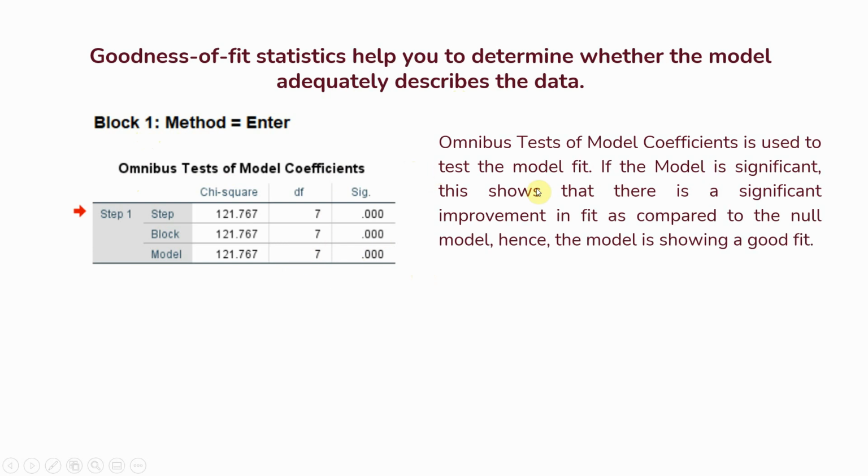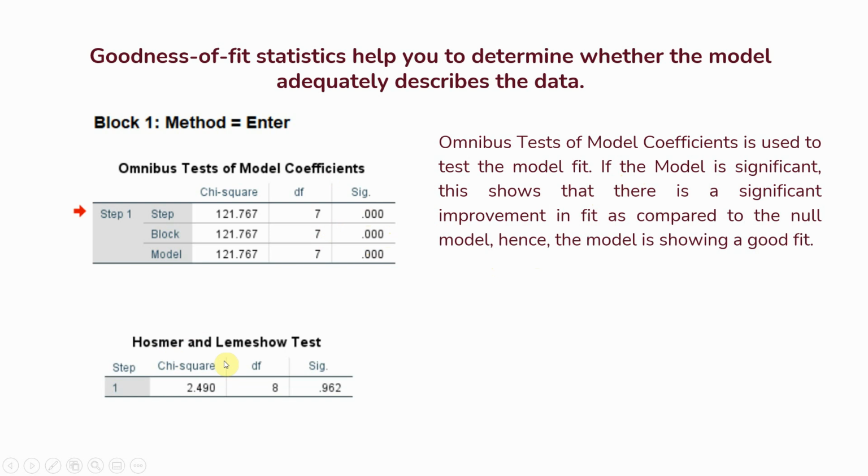So this test is used to test the model fit. Now if the model is significant, which is the case here, this shows that there is a significant improvement in fit as compared to the null model in which there were no variables. So when you add the variables, your model is actually describing the data pretty well. So you have a good model fit.